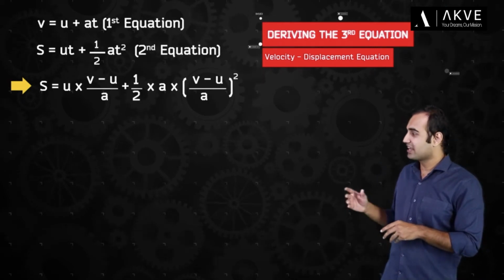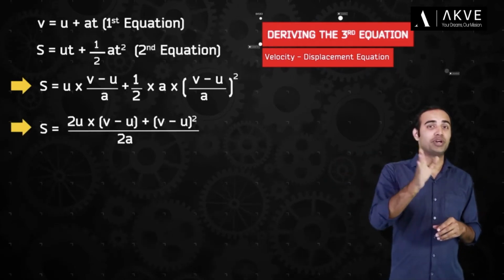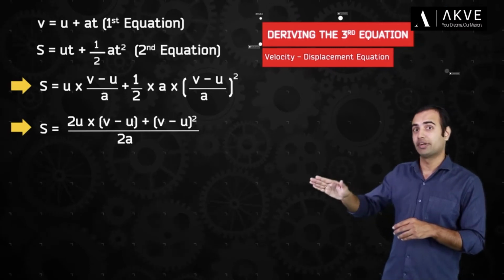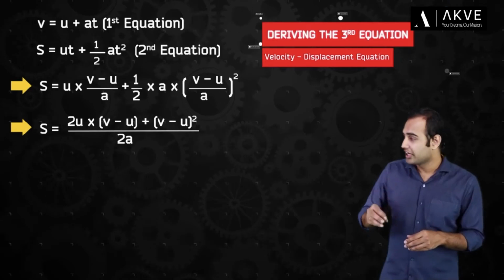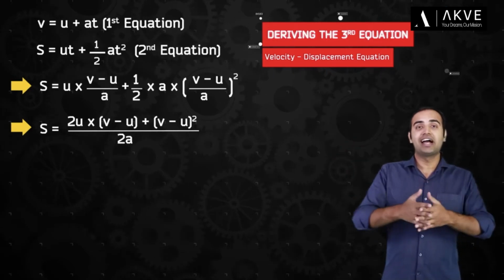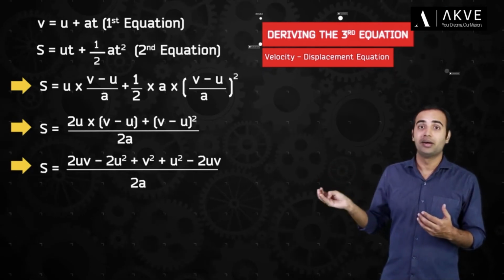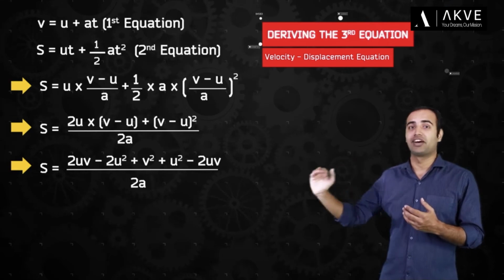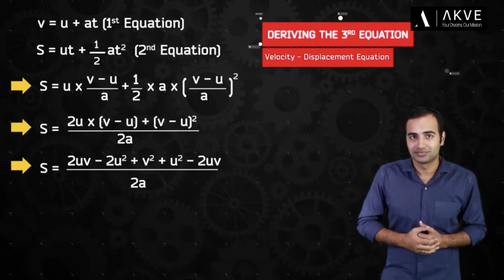First of all, let's cancel one of the a terms and then take the entire LCM as 2a. This makes our numerator 2 times u multiplied by v minus u plus v minus u whole square. Now after that, if I open the brackets, my entire expression becomes 2uv minus 2u square plus v square plus u square minus 2uv divided by 2a. Just try and understand how I got that.